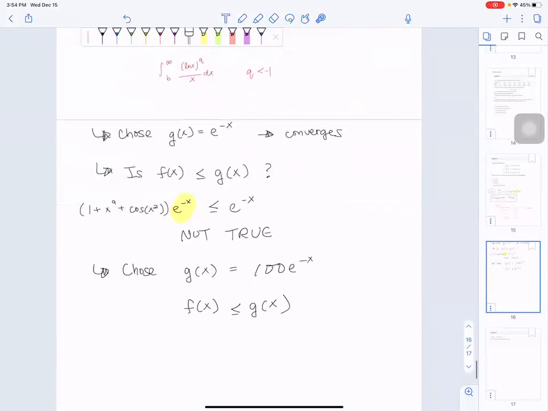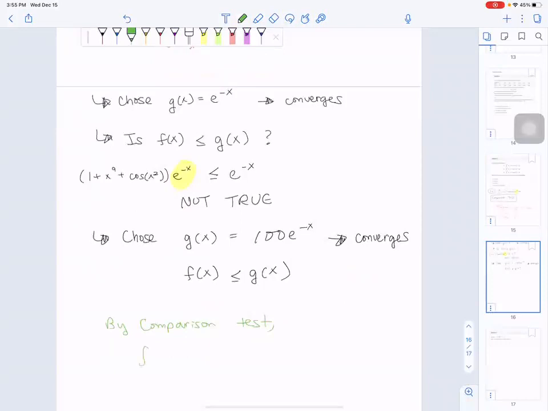So right now, by the way, this g of x still converges because you're just multiplying by a scalar. We got that it converges, and f of x is less than or equal to g of x. So by the comparison test, our difficult integral, which was I1, let me just write I1, converges.